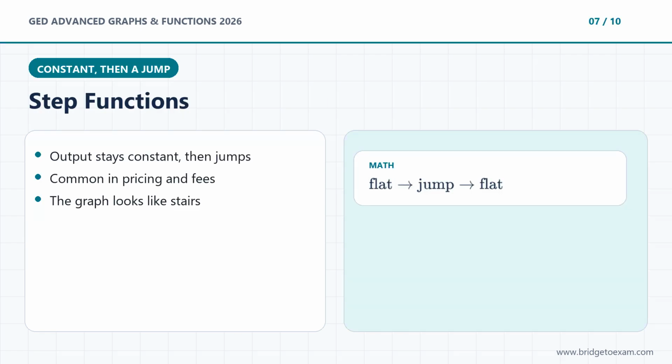The answer is 8. A step function is a special piecewise function that stays flat, then jumps. Think of postage that costs one price up to a weight, then jumps to a higher price. Between the jumps, the output is constant. At each cutoff, it leaps to a new level. The graph looks like a staircase, which is where the name comes from.